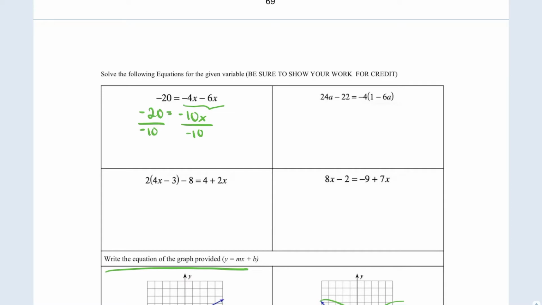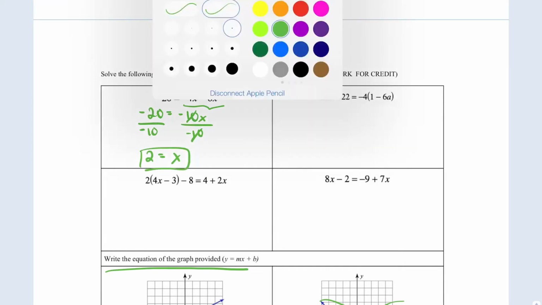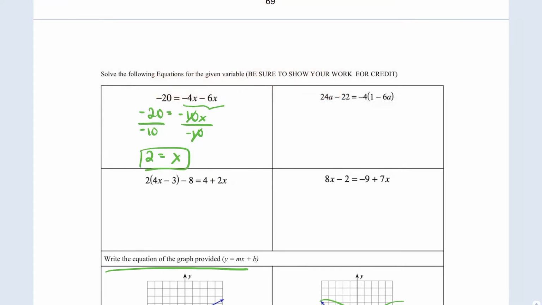Okay, so negative 20 divided by negative 10. A negative divided by a negative is a positive. So it's going to give me positive 2. And then the same thing on this side. I'm just left with x. So x is equal to 2. Let's move on to the next one.